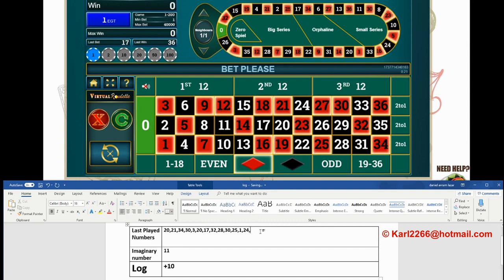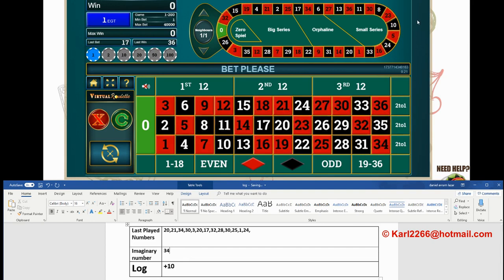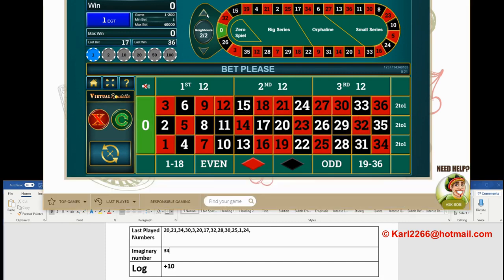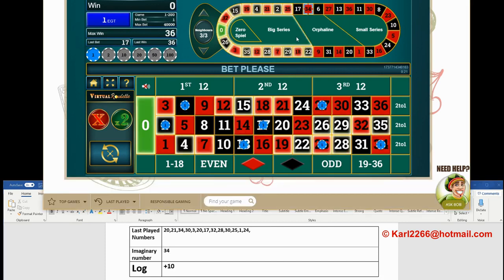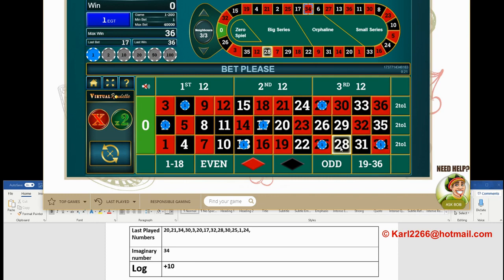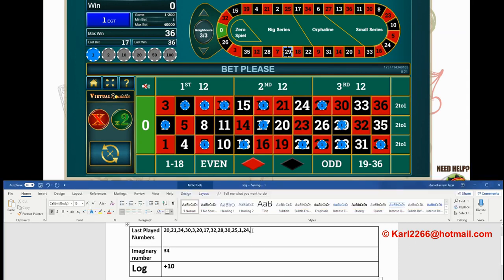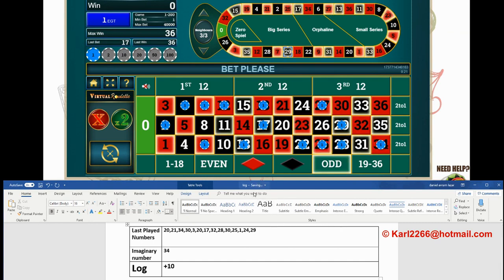So we still plus 10. So then we have a new imaginary number, which is 34, because 24 plus 10 is 34. And what we do now when we got 34? We place bets on 3 neighbors left and right from 34 and on the terminals from number 34, which is just one number, 29. And we got a new winning number after number 24, which is 29. Exactly the terminals from number 34, right? Okay, it's a win.